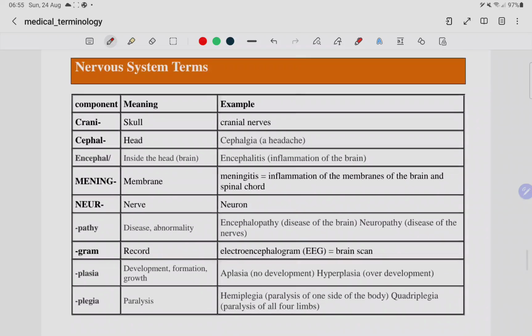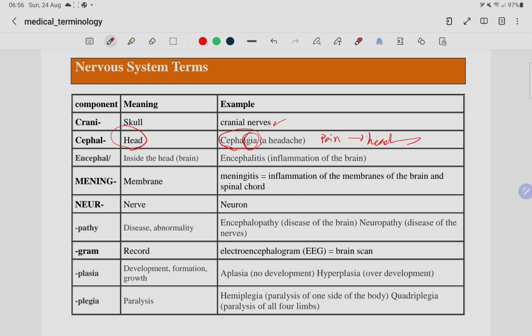Okay, let's talk about the medical terminology of the CNS. Cranial means the skull, like cranial nerves. Cephalo means the head, like cephalalgia. Algia means pain, and cephalo means head, so cephalalgia means pain in the head, so it is a headache.